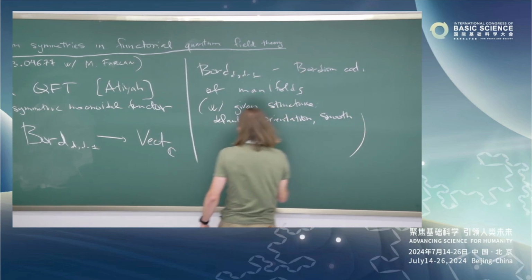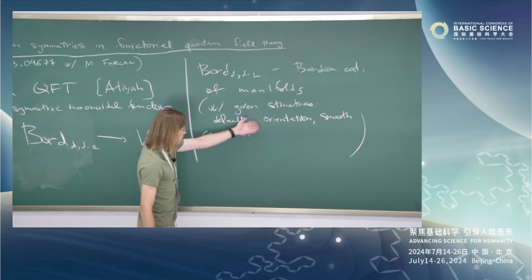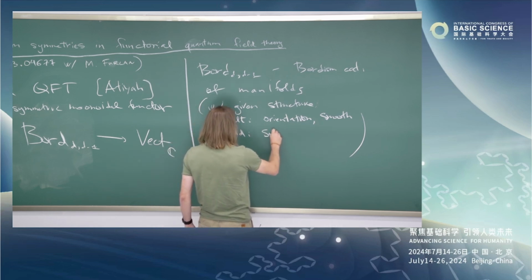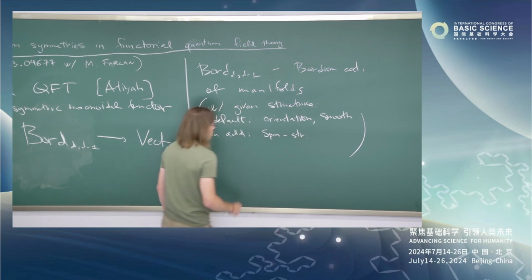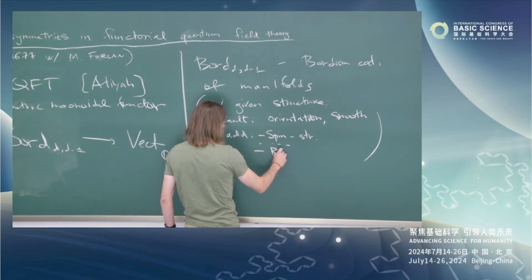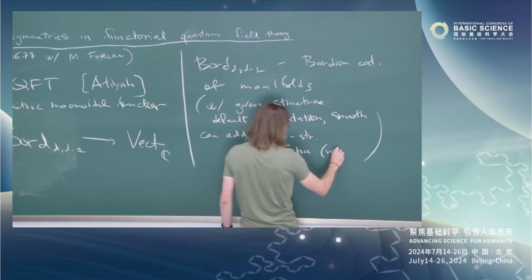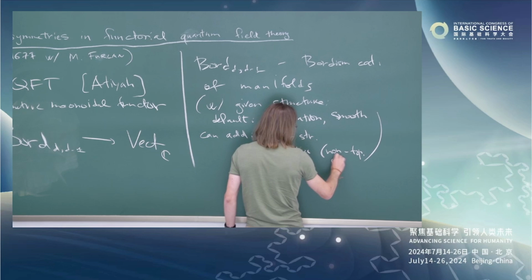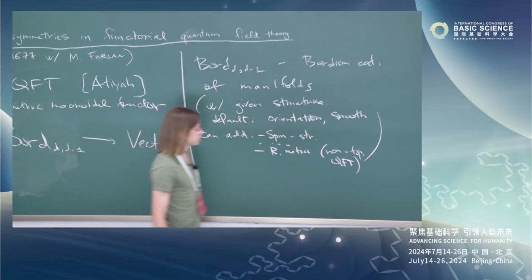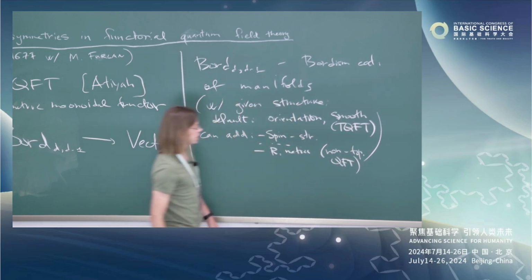But in principle, we can also remove orientation if you want to. You can remove smoothness, but usually people add something like a spin structure, or we can even add something like a Riemannian metric, and this will give generic, non-topological quantum field theories. While what we consider by default, just orientation and smooth structure, gives us the standard definition of functorial topological quantum field theory.